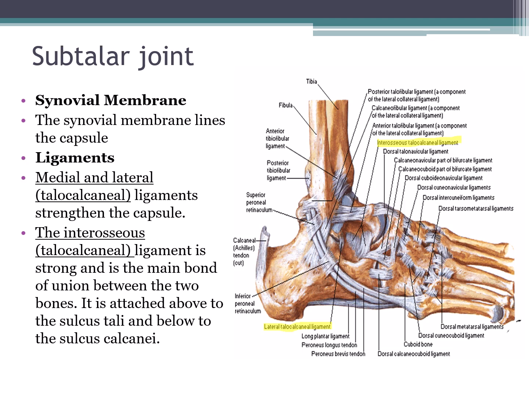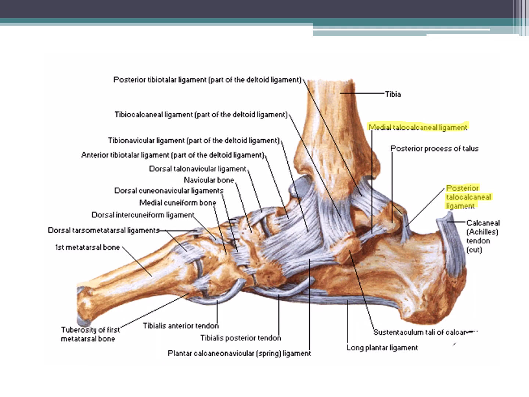And then lining the capsule is the synovial membrane, and the ligaments which are supporting this subtalar joint: we have the medial and lateral talocalcaneal ligaments, which strengthen the capsule, and then we have the interosseous talocalcaneal ligament, which is strong and is the main bond of union between the two bones. This interosseous talocalcaneal ligament is attached above to the sulcus tali and below to the sulcus calcanei. Again you can see here, this is the medial talocalcaneal ligament and this is the posterior talocalcaneal ligament.